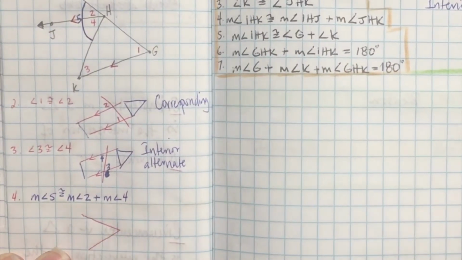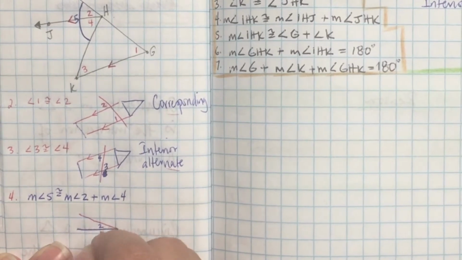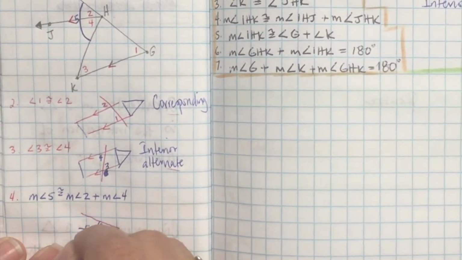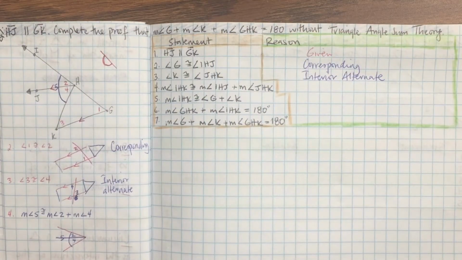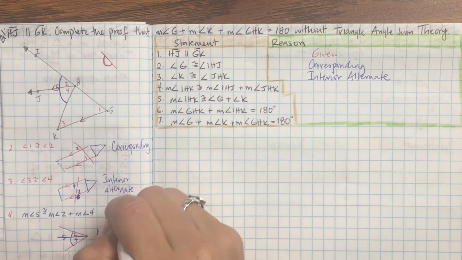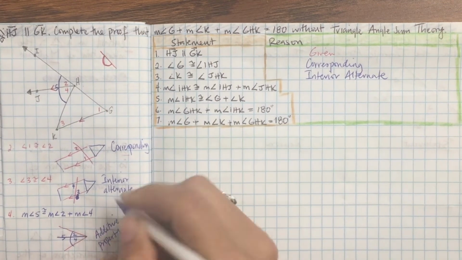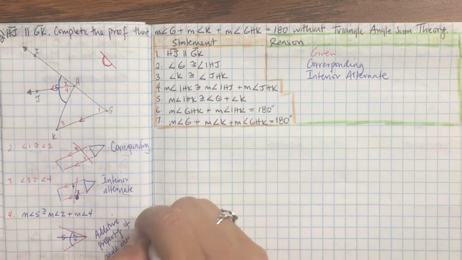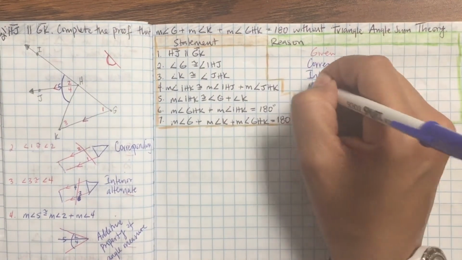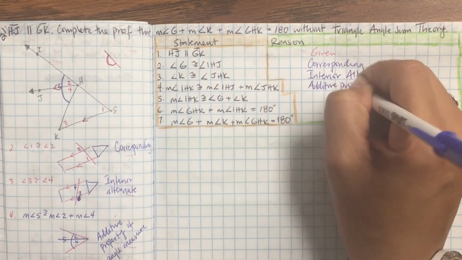Why? Okay, so I'm going to just draw it out. When I add those 2, I'm going to get the whole thing. When I add part 1 and part 2, I get the whole thing. You should know this by now, but that's the additive property of angle measure. Kind of like segment addition, but for angles.